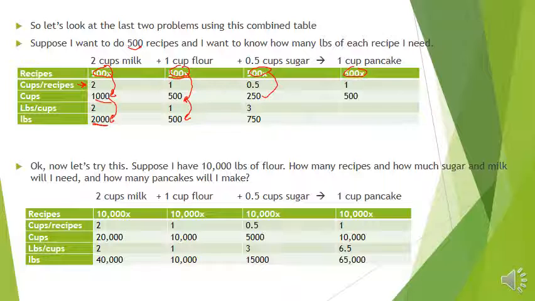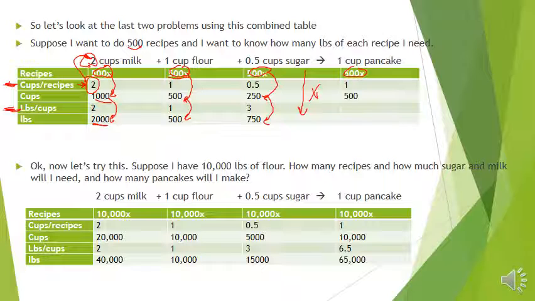Half a cup per recipe, so that's going to be 250, and then 3 pounds per cup, so there's going to be 750 pounds of sugar. So you notice as we went down, we multiplied. Also notice that you're given this value here and this value here. This value comes from the number in front, and this number comes from the relationship between the pounds and cups, which you'll be given.